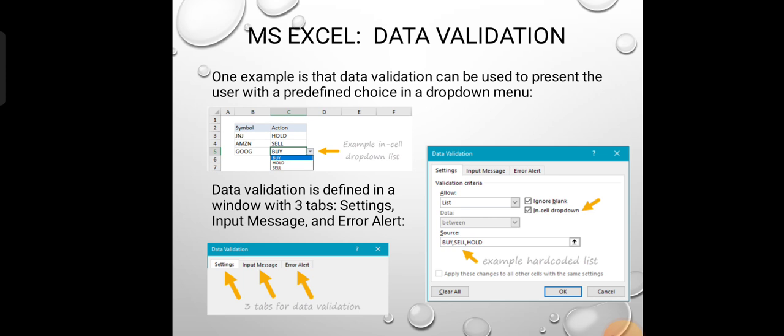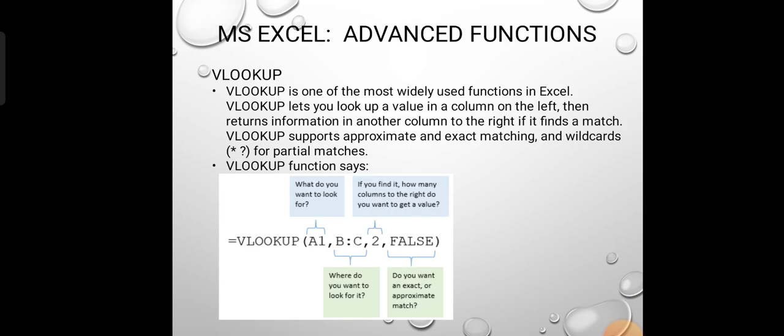One example is that data validation can be used to present the user with a predefined choice in a drop-down menu. So we have used the settings. We choose buy or sell holders. We use the settings for error alert messages. Then we move on to advanced functions.